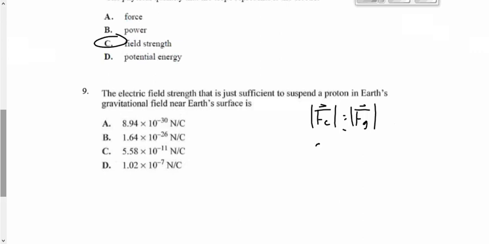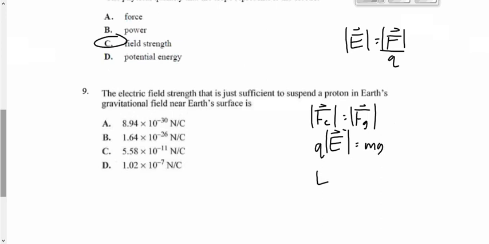Fe is Q times E. That comes from the equation E is equal to F over Q, the experiencer equation, just rearranged. And then Fg, of course, is M times G. We're looking for E, so we're just going to say E is equal to mg over Q. We've got M, we've got G, and we've got Q, and we do the math there, and it works out to be D, 1.02 times 10 to the negative 7 newtons per coulomb.